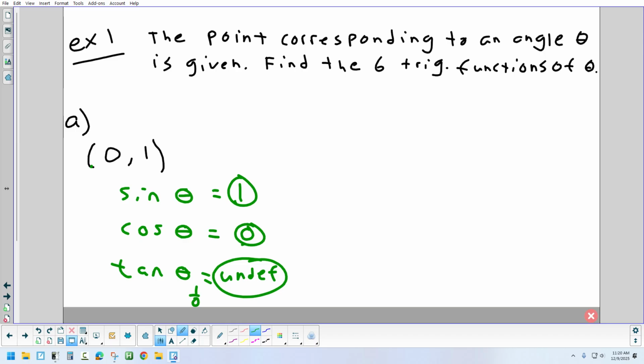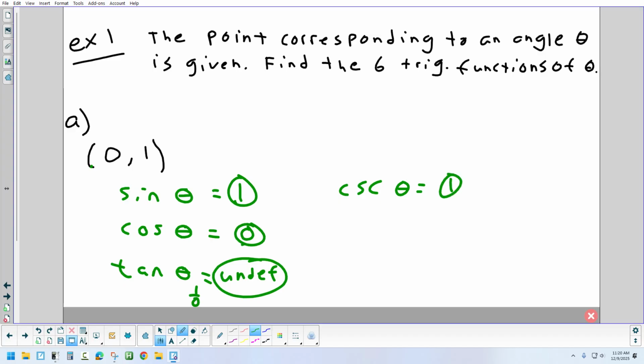Now we'll do the next 3. What's the name of the trig function that's the reciprocal of sine? Yep. Cosecant. And since it's the reciprocal, all we have to do is take the answer for sine, flip it, and we have cosecant. So what's going to be my final answer for cosecant? Yeah, 1.